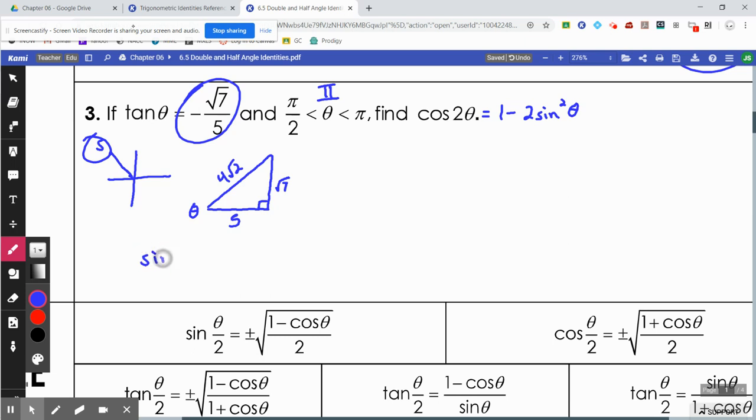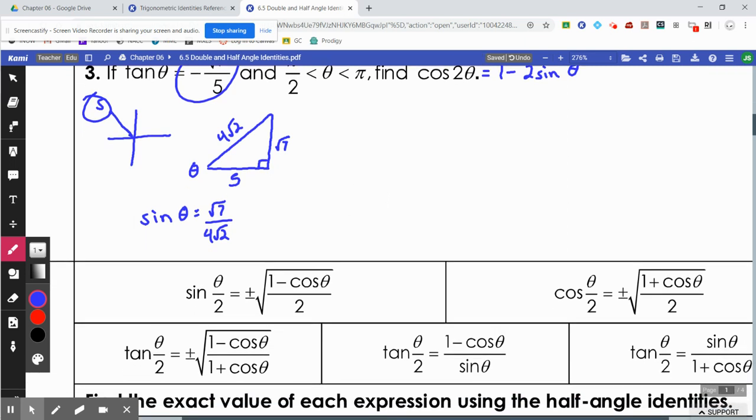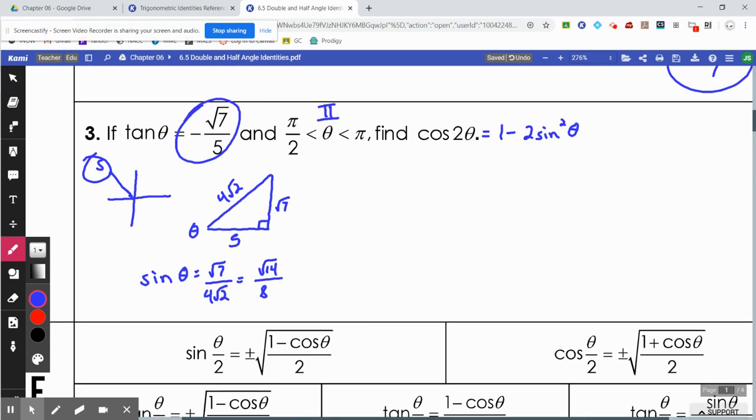So therefore, our sine of theta, since we're in the second quadrant, sine will be positive. Sine is opposite over hypotenuse, so √7 over 4√2. And you can leave it like that. You can rationalize if you want to. Multiply top and bottom by √2 would give you √14 over 8. Either one is fine. So now how do I find the cosine of 2 theta?